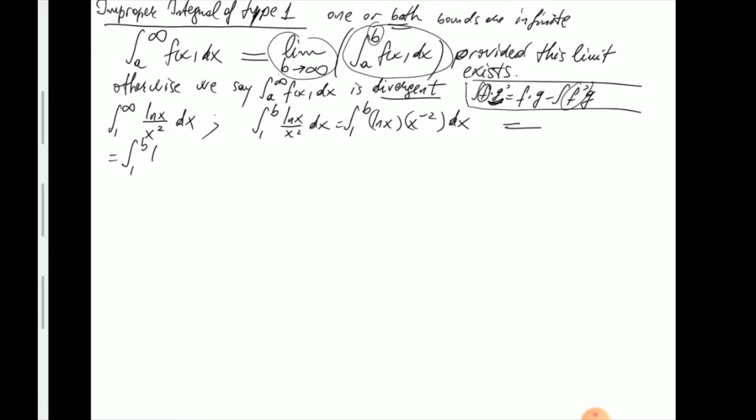So leave ln of x as it is for now. x to the minus 2, if I integrate it, that's x to the minus 2 plus 1 over minus 2 plus 1 under the derivative. So let's simplify this a little bit.